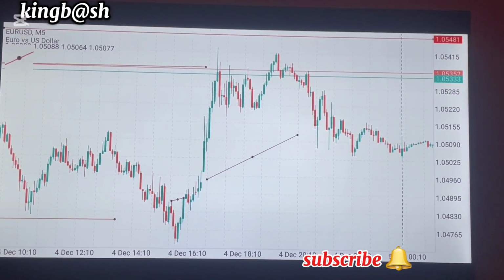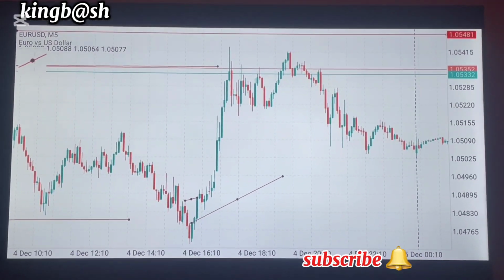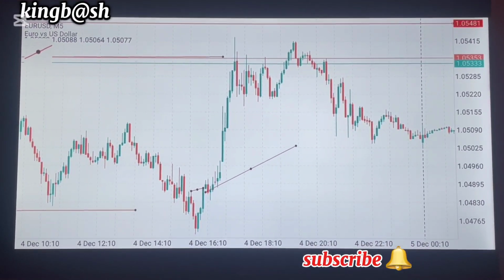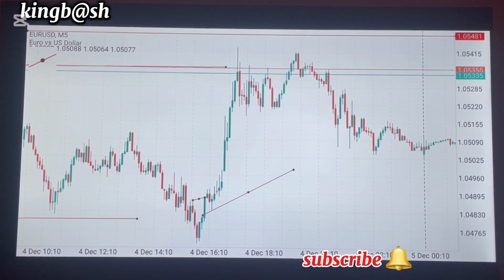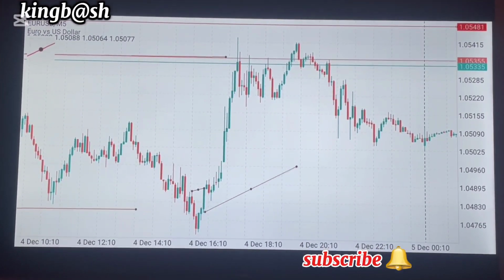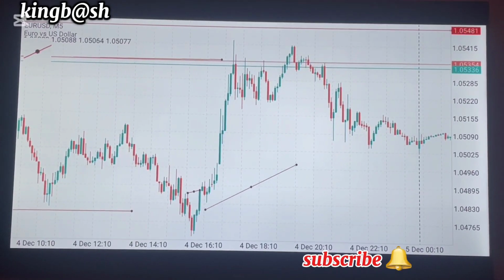Now there are many confluences you use to take a trade. Number one, you can use supply. You can use imbalance here. If you want to know more on imbalance or fair value gap, then supply and demand, I can make a video on that.